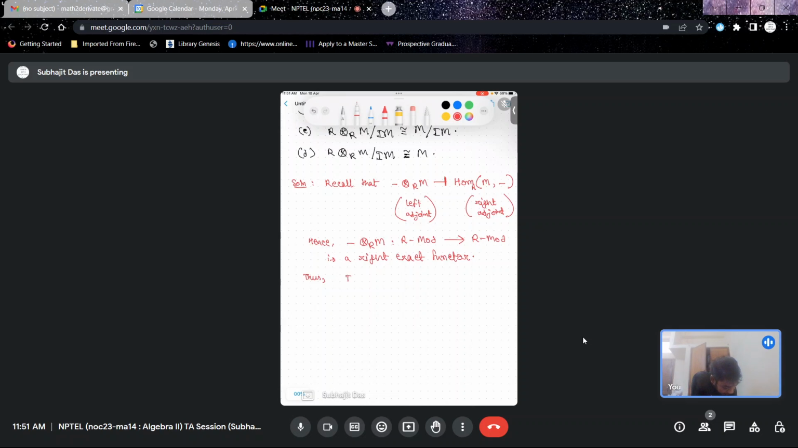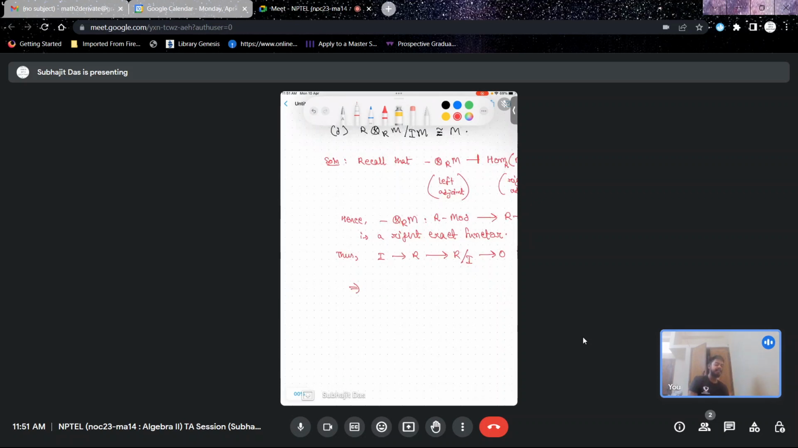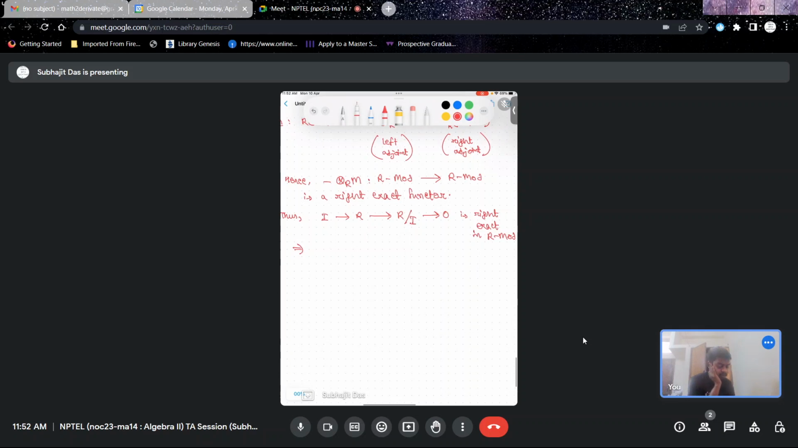Thus, I to R to R mod I to 0 is right exact in the domain R-mod. This implies that the functor carries this right exact sequence to a right exact sequence, since the functor is a right exact functor. By definition, this is the same as saying that this functor carries right exact sequences onto right exact sequences. That is, this functor preserves right exactness. The image of any right exact sequence in the domain is a right exact sequence in the codomain, in the target.